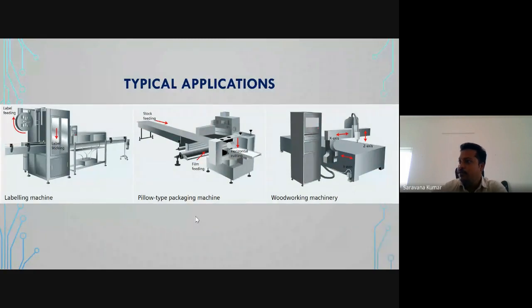This shows typical automation applications we are using. One is a labeling machine, a pillow type packaging machine and woodworking machinery. In all these machineries, we are using sensors and output devices such as motors, which may be heavy duty, stepper motors or servo motors, drives, and a lot of things to automate this process. And we are controlling the electromechanical devices also.